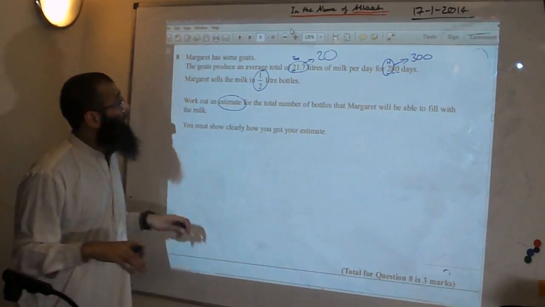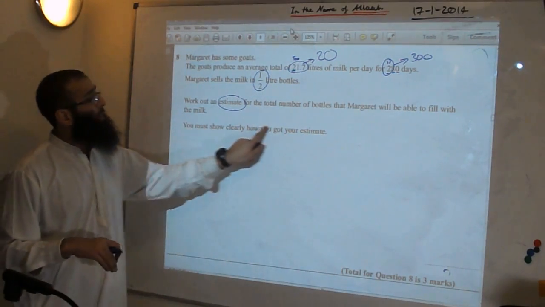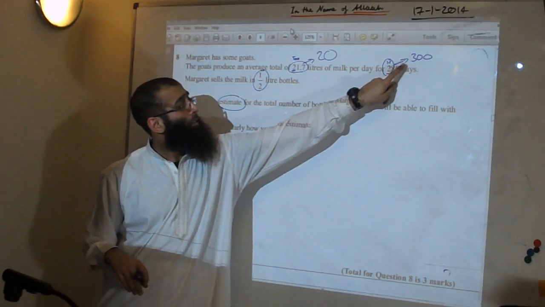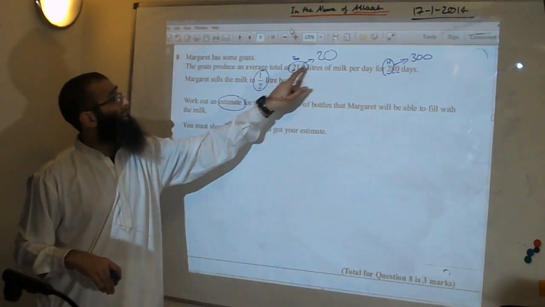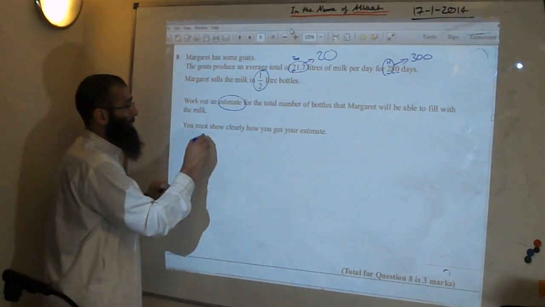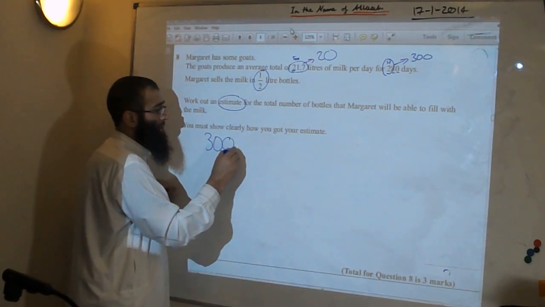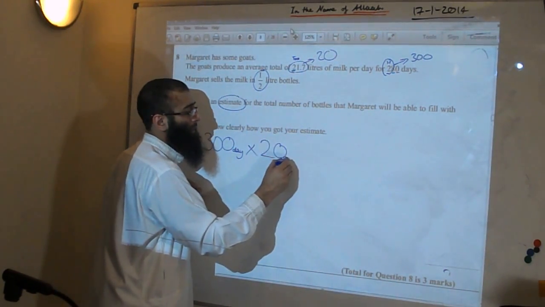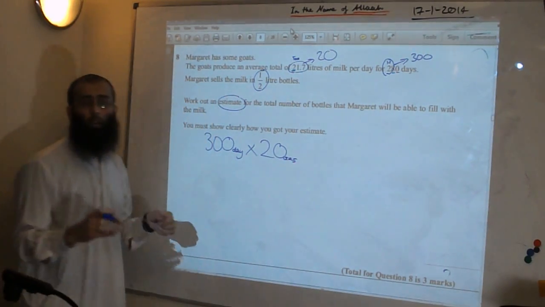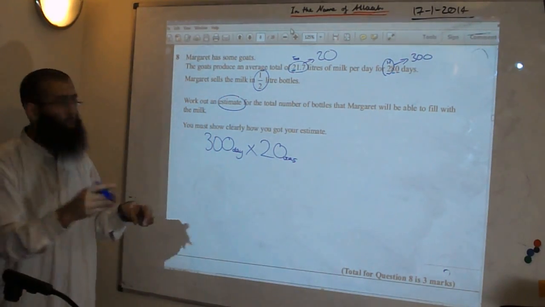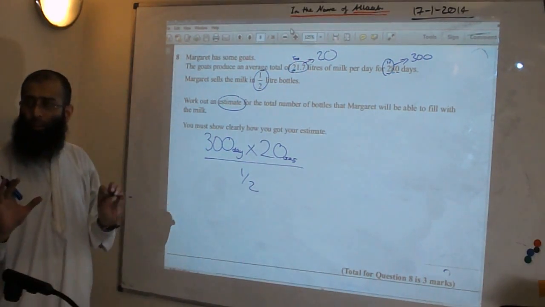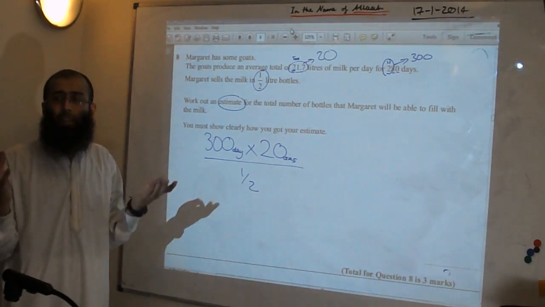Okay? So, let's have a look how we're going to work out the total number of bottles. So we have that many days, 300. That's become 20 litres. So 300 days, producing approximately 20 litres per day. Okay, and we're going to put those into half litre bottles. So we're going to divide it by half. Half, you're not going to round off. That's exactly where we need to be anyway.